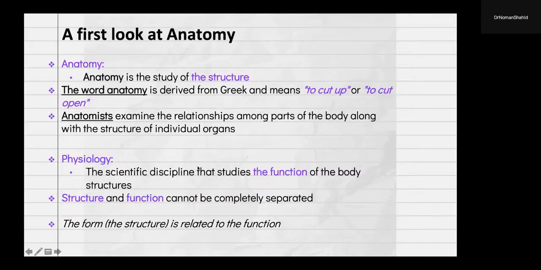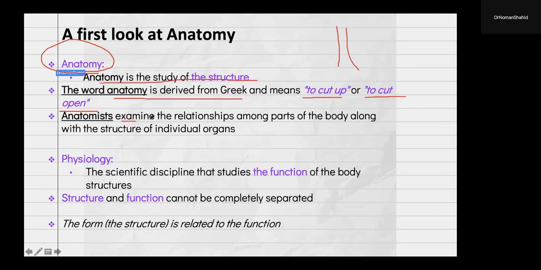Okay, so yesterday we saw that anatomy was the study of structure. And then we said the word anatomy is derived from Greek, which means to cut up or to cut open. So that's why when we see something cut up and open, we see it and we study the structure. We know the structure, what it looks like. This is what we study in anatomy.